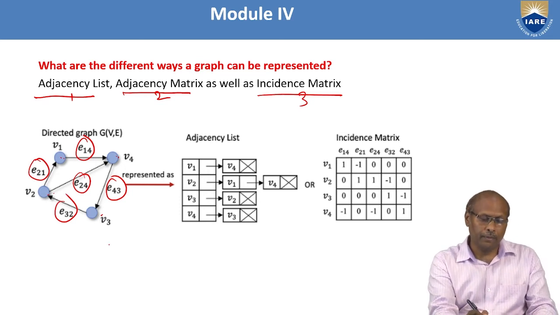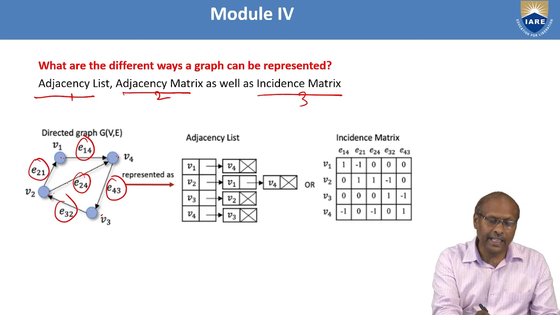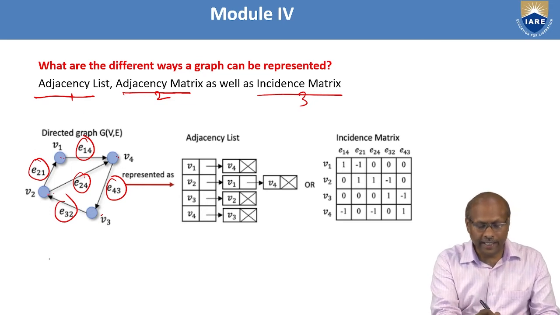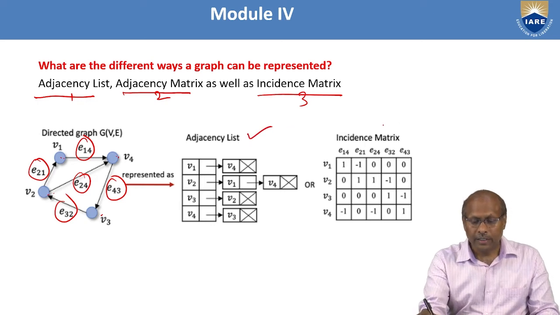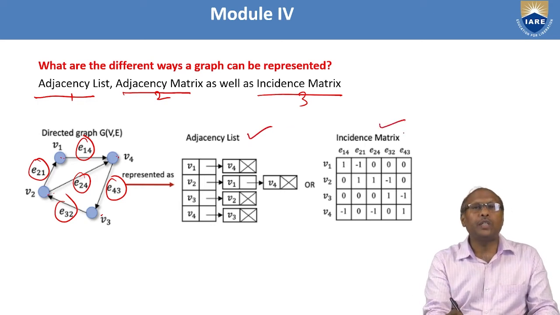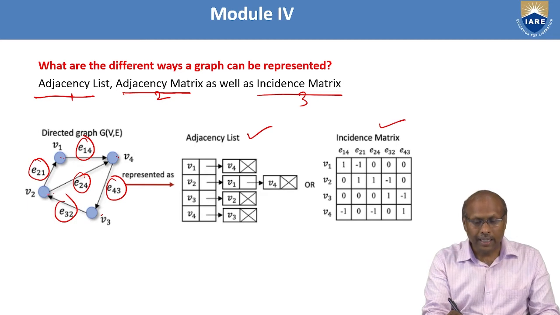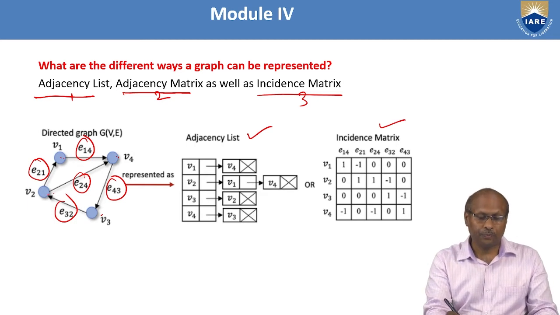For this graph, this is a directed graph because direction is specified. So it is a directed graph. This graph you can represent through either adjacency list or incidence matrix, as well as through adjacency matrix also.